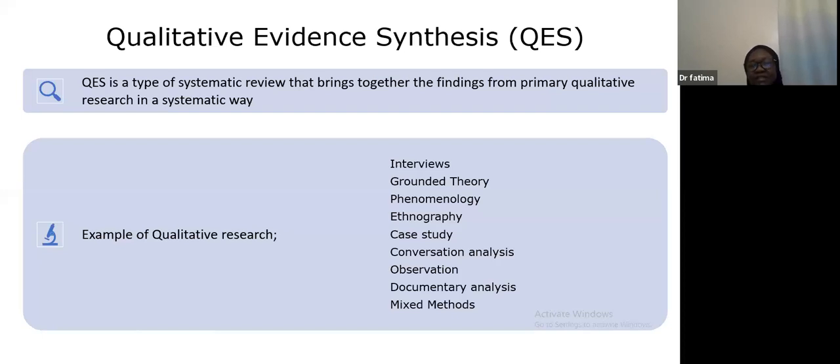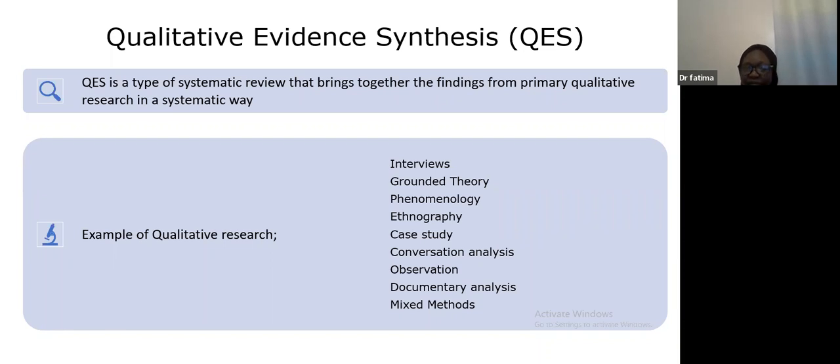So, qualitative evidence synthesis proper. Like I said earlier, qualitative evidence synthesis is also a systematic review, but it brings together primary research that uses primary qualitative research. So these are some examples of qualitative research that qualify to be included in qualitative evidence synthesis. You can include interviews, whether it's one-on-one, in person or online, or a focus group discussion.